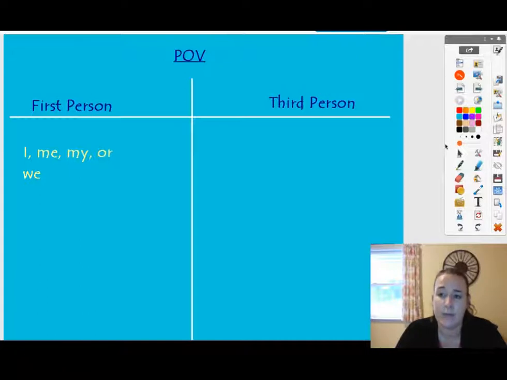But the important mistake to not make is looking for these words within dialogue. Dialogue is when people are talking. So you can't look inside the dialogue and hear a character say, I want that, and then it will say, said Brad. That's not saying that it's in first person point of view. So we have to look at places outside of dialogue.